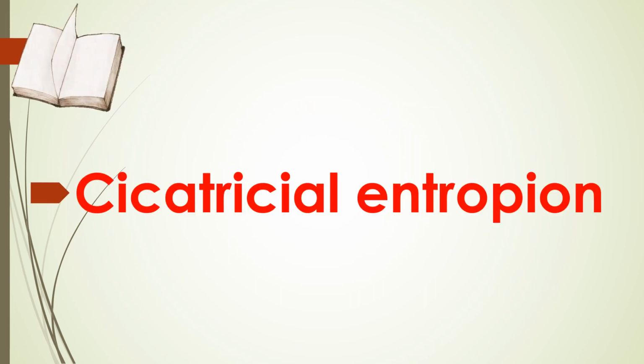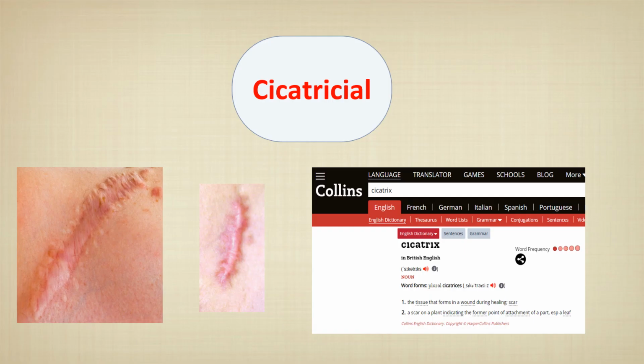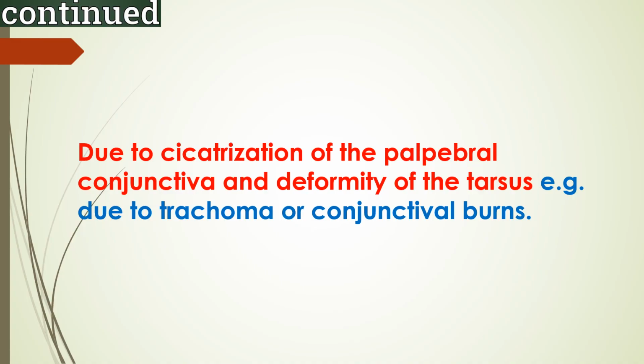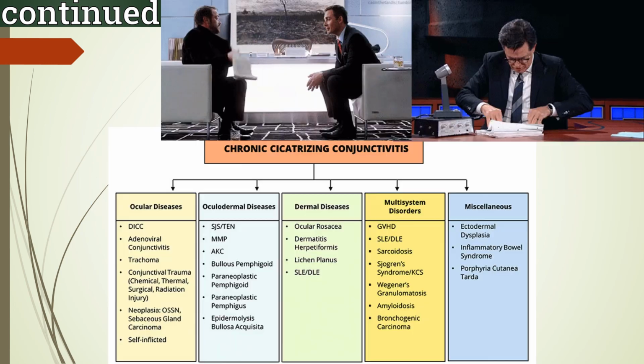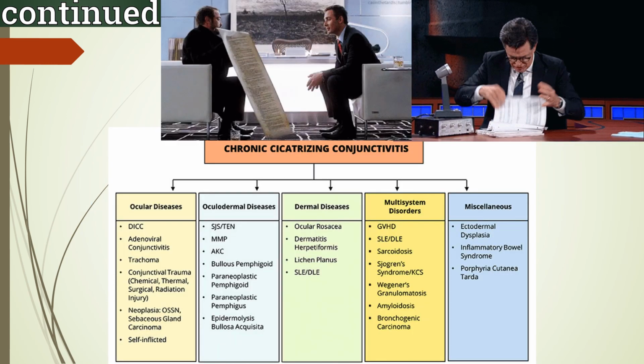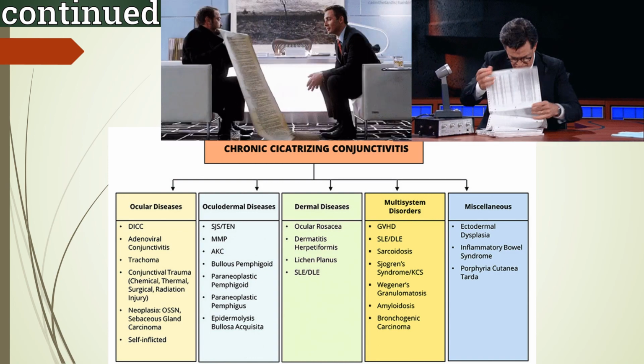Cicatricial entropion. Cicatricial is related to the term cicatrix or scar. It is due to cicatrization of the palpebral conjunctiva and deformity of the tarsus. For example, due to trachoma or conjunctival pearls. There is a long list of diseases and disorders causing chronic cicatrizing conjunctivitis.